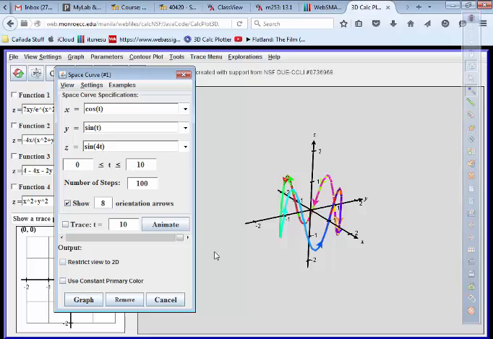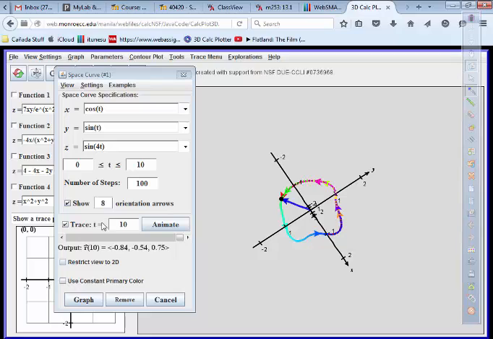You can still see the arrows. And then we can take a look at an animation of it going around. You can see how many times it went around. 10 is a little bit bigger than 6.28, which is 2 pi. So it does a little bit more than one full circle. Okay?